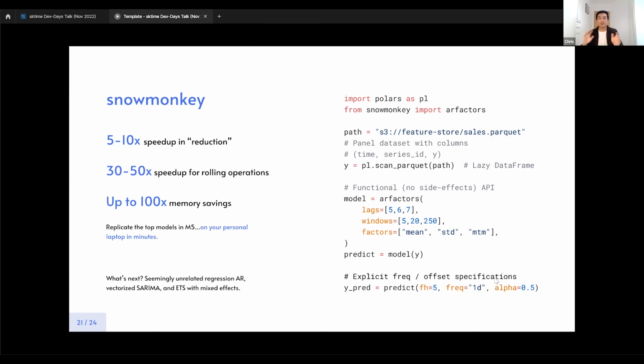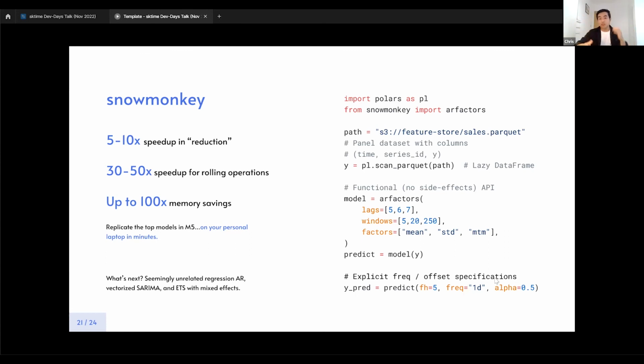And also, if you look at a few more interesting features on the right-hand side, we've also designed a purely functional API. To my knowledge, I haven't seen this anywhere for any other machine learning library yet, where there are no side effects. You can see here it's quite simple, right? You've got the AR factors model. You specify your parameters. You get back your model function. There are no classes here, all functions.